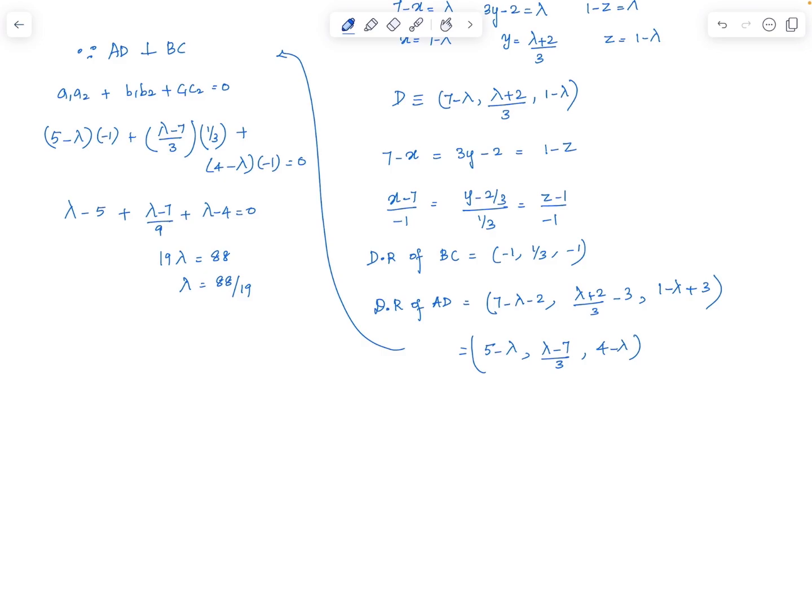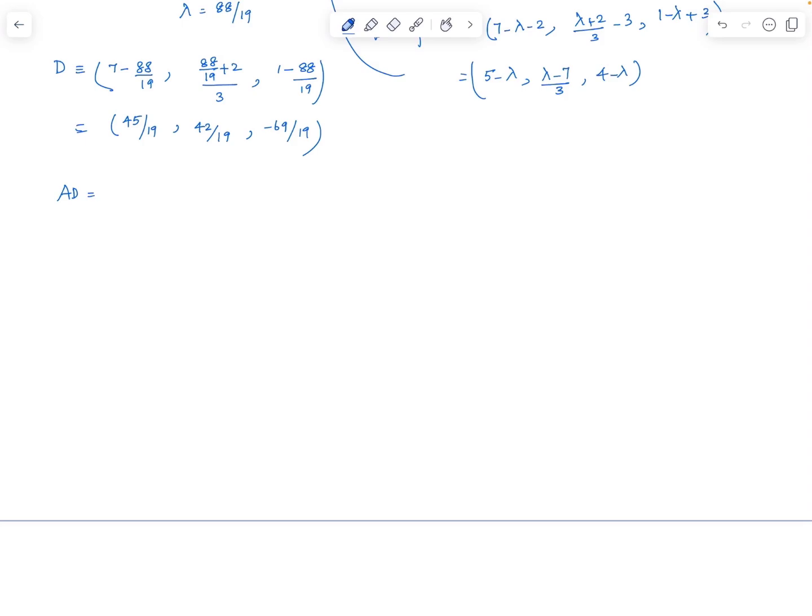Substituting the value of lambda in D, we get (7 minus 88 upon 19, 88 upon 19 plus 2 by 3, 1 minus 88 upon 19). On simplifying this, we get (45 upon 19, 42 upon 19, minus 69 upon 19). AD is that perpendicular distance between the winner and the line BC.